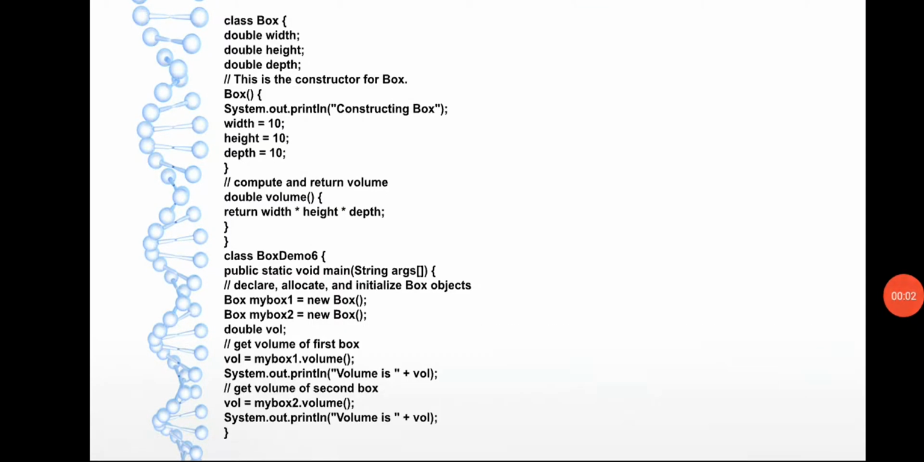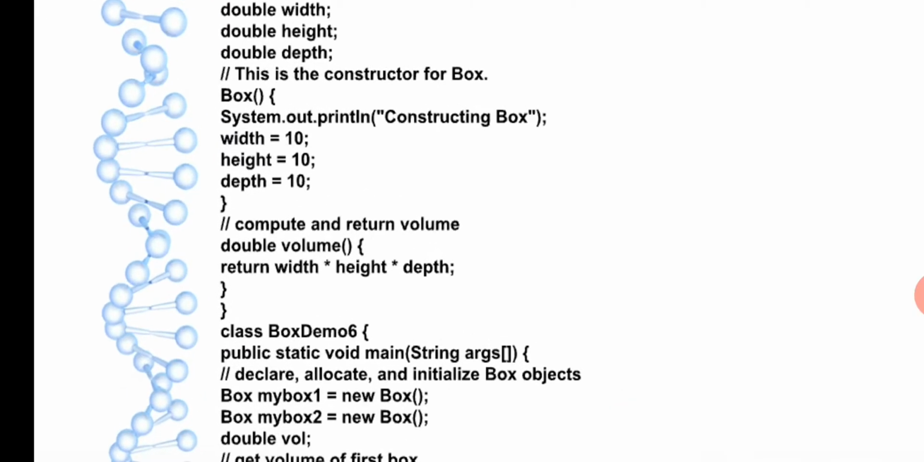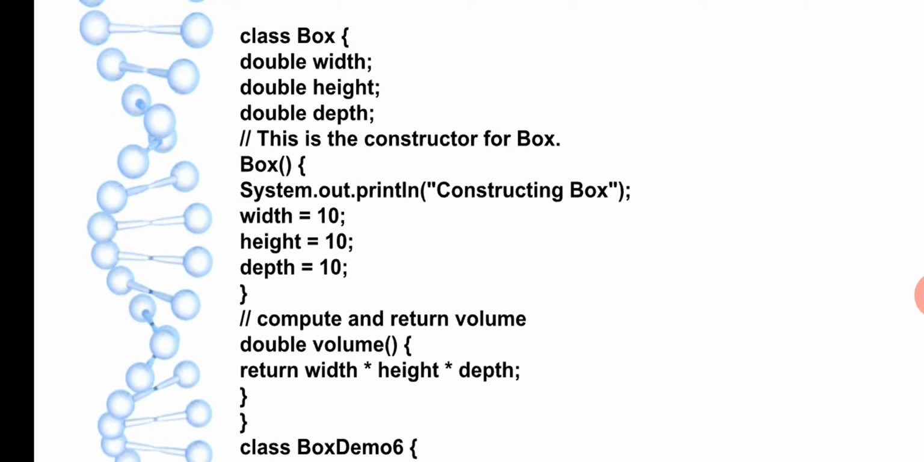Yes, in the previous video we have seen the concepts of constructors. Now let us continue with the examples for the constructor. Okay, so we can consider the same example, box model. So class box, inside the class box you have three variables: width, height and depth, which are of type double.